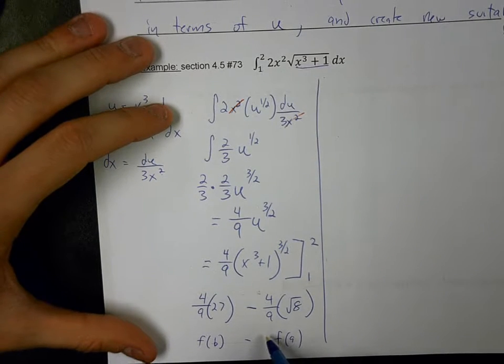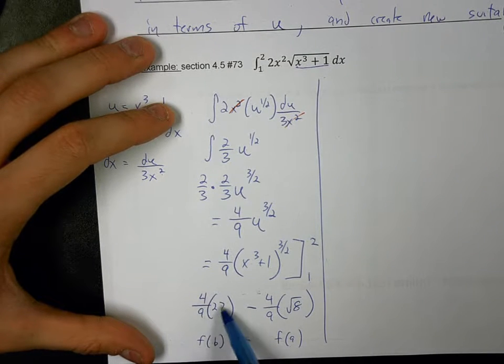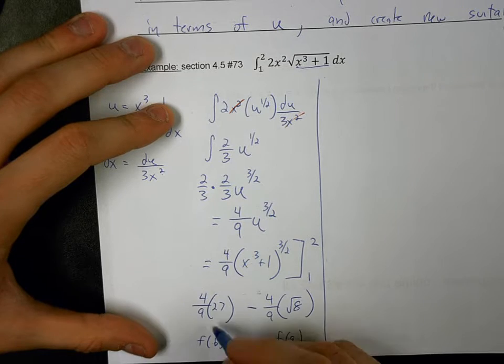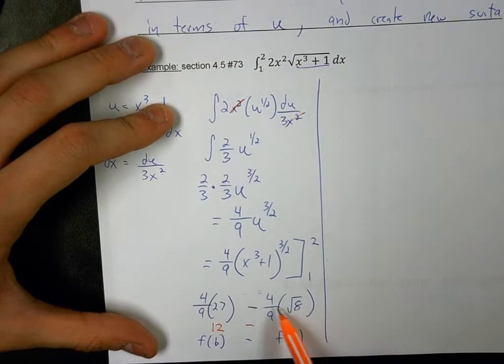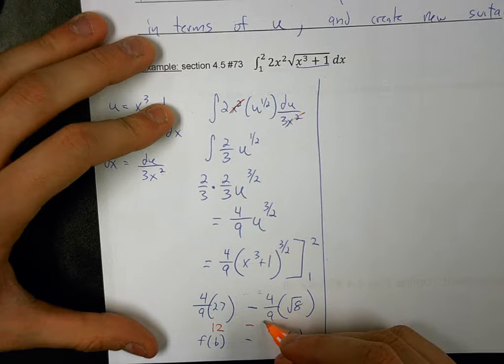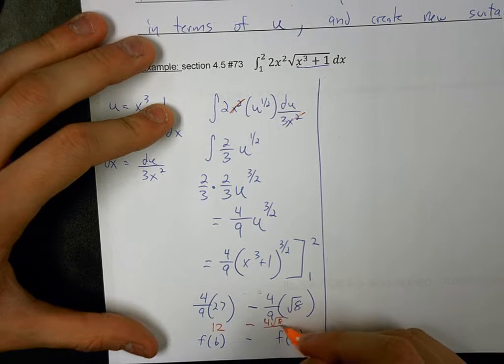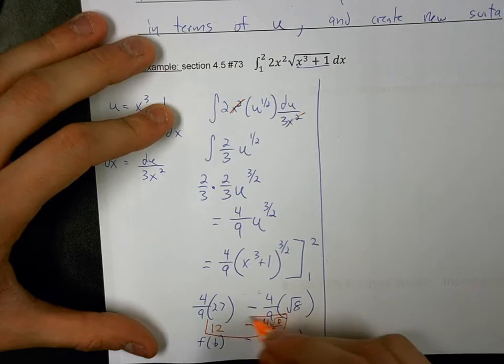And so now it's just simplification. 4/9 times 27, use your calculator, that ends up being 12, minus 4/9 times the square root of 8, which is just 4 times the square root of 8 over 9. And I would accept that as your final answer.